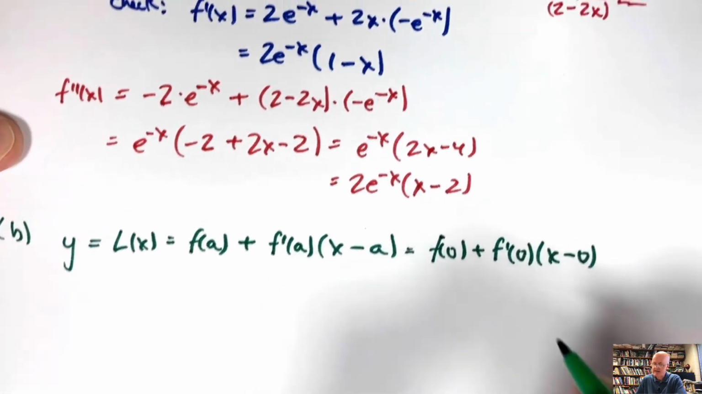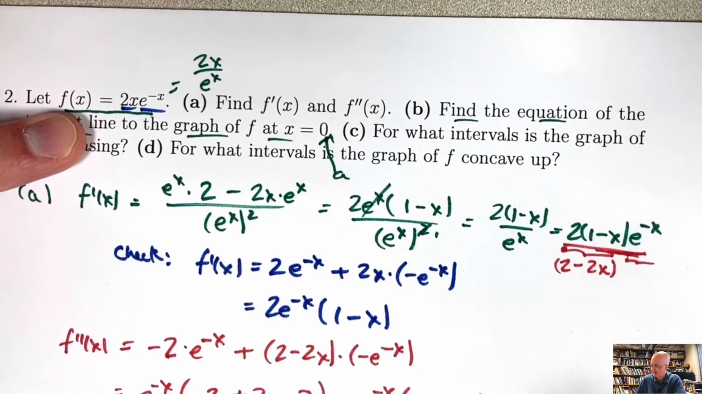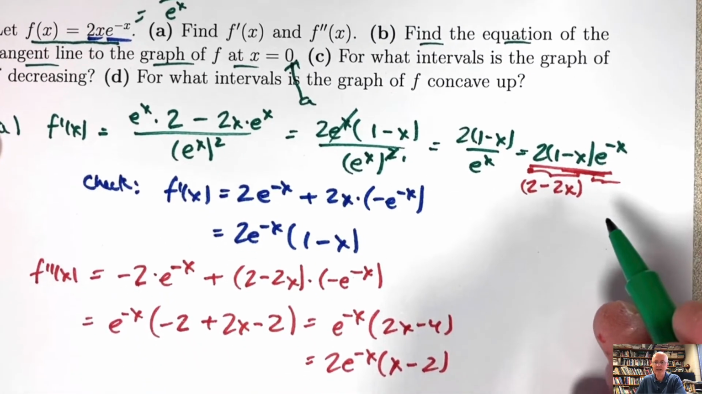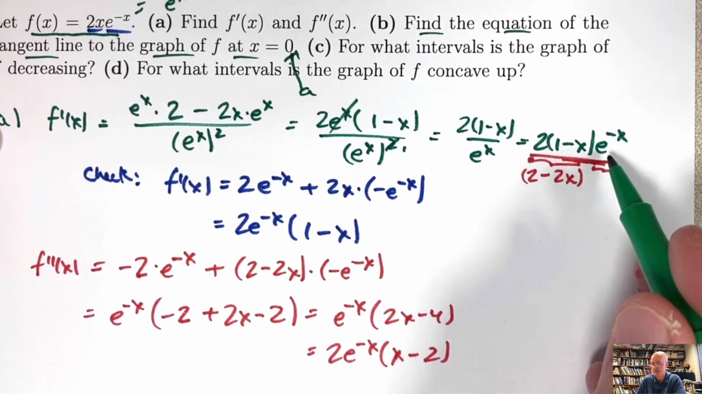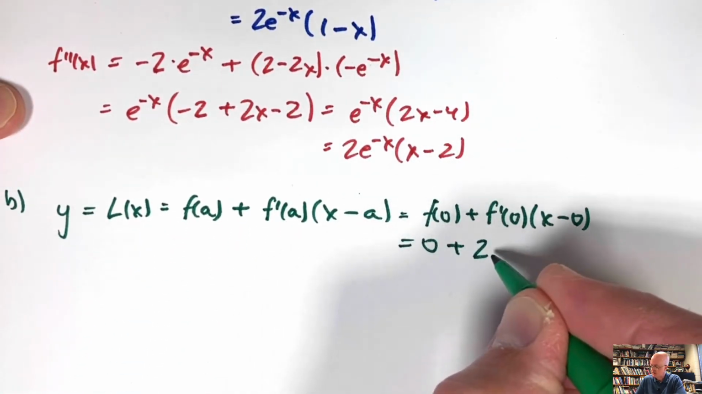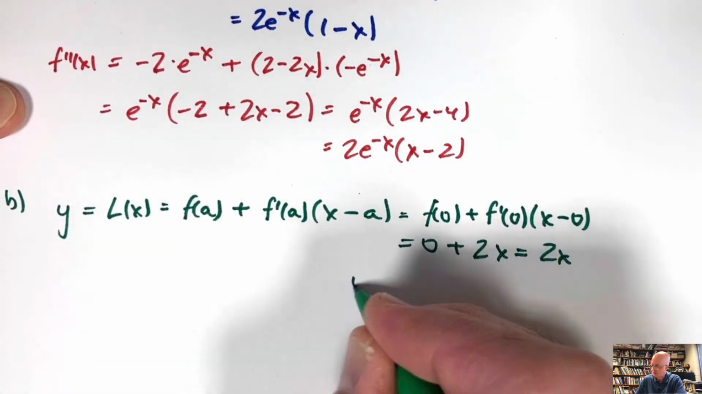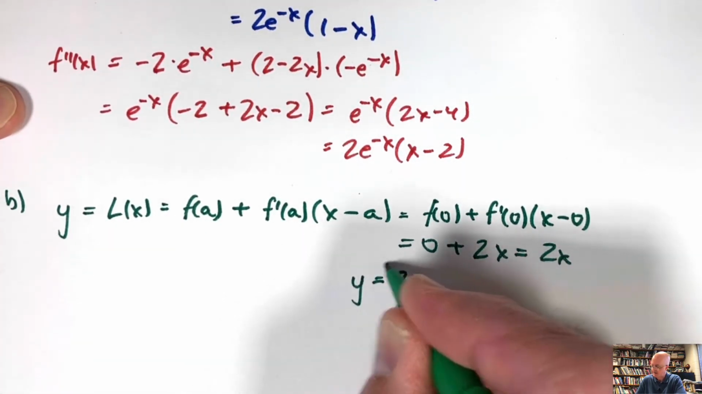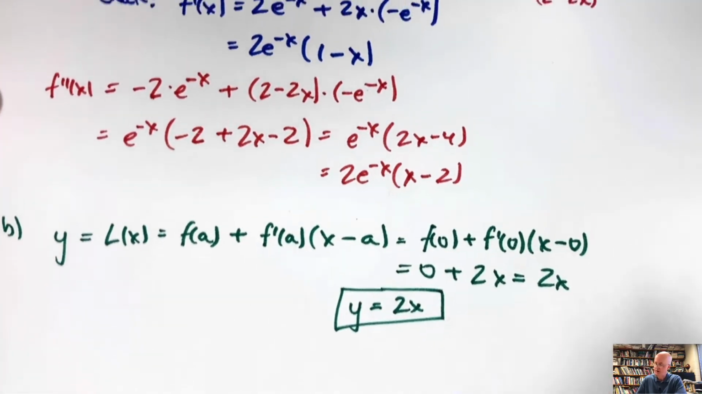f of 0 is 0. There's f of x, plug in 0, you get 0. f prime of 0 is not 0. Plug in x equals 0 here, you get 2 times 1 times e to the 0, which is 1. 2 times 1 times 1 is 2. So this becomes 0 plus 2 times x, or just 2x. The equation of the tangent line is y equals 2x. It's a straight line through the origin with a slope of 2. Pretty simple. Part C.